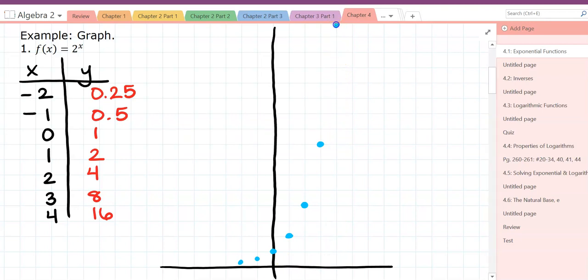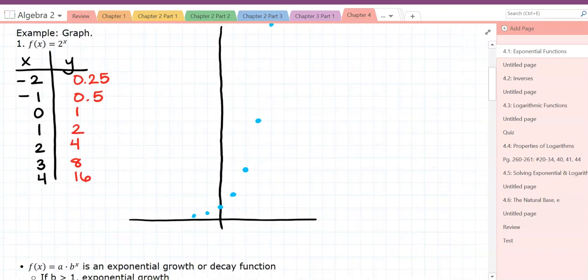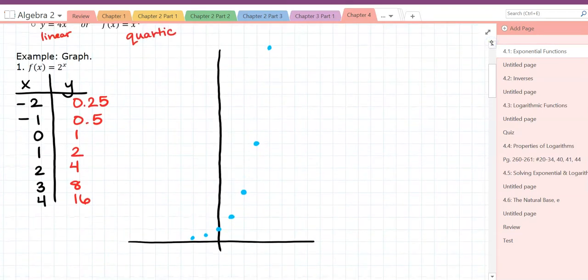Mine's going to be way up here. Okay, yours should fit a little bit better on your guys' paper. Mine's going to start to go off. But you can start to see the general trend: the farther I go to the right on my x-axis, the more quickly it's going to shoot up. My y values are going to start to get really big really fast. That's what happens with these exponential functions.